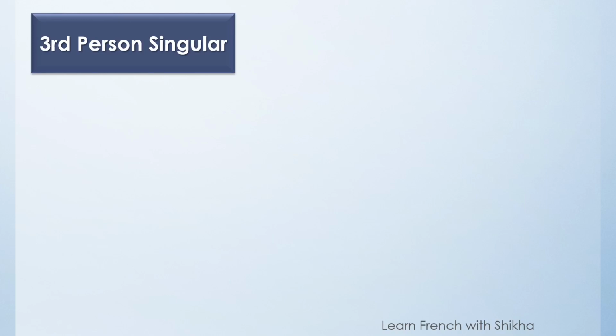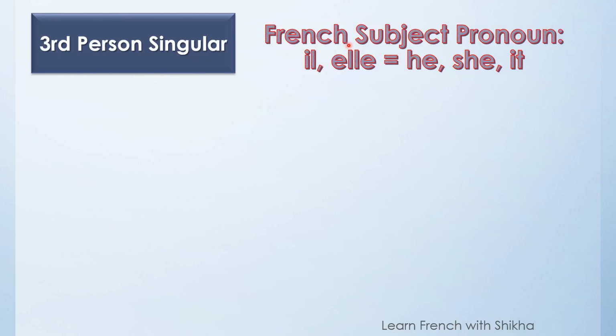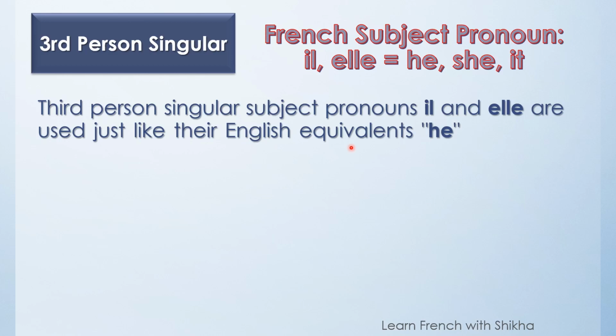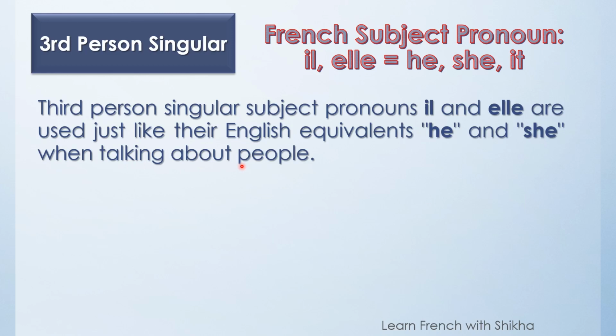Now we are going to do third person singular French subject pronouns il and elle, where il is used as he and elle as she. It can also mean it when we're talking about objects or nouns. Third person singular subject pronouns il and elle are just like their English equivalents, he and she, when talking about people. And when we're talking about a noun, it is used as it.